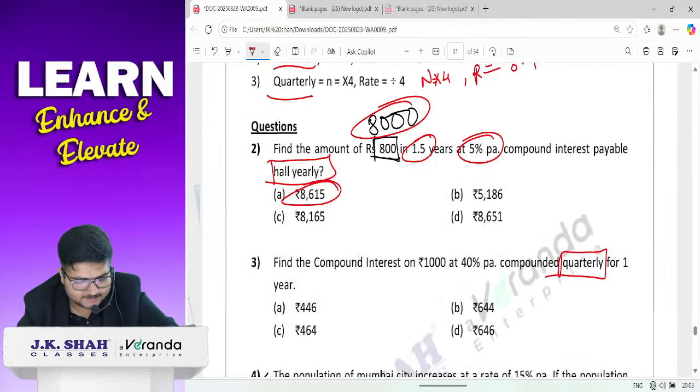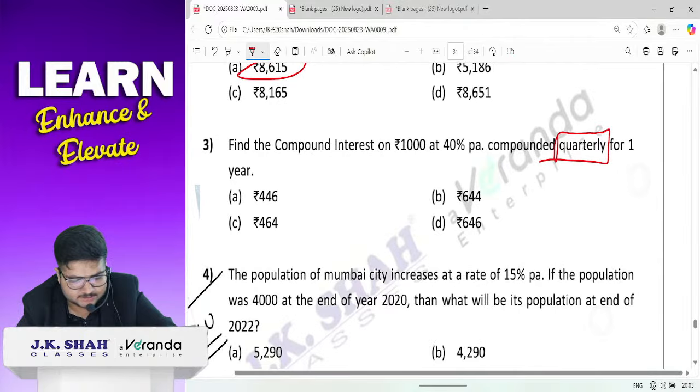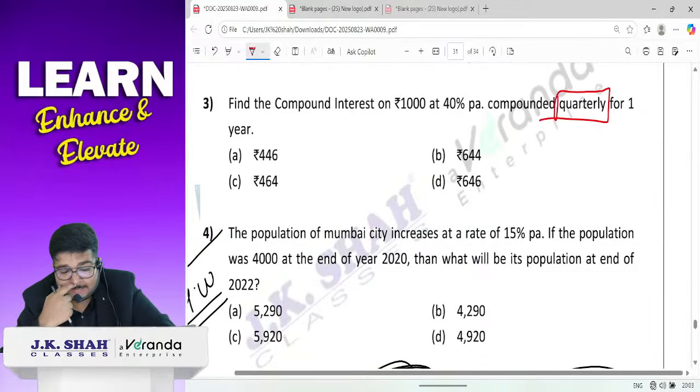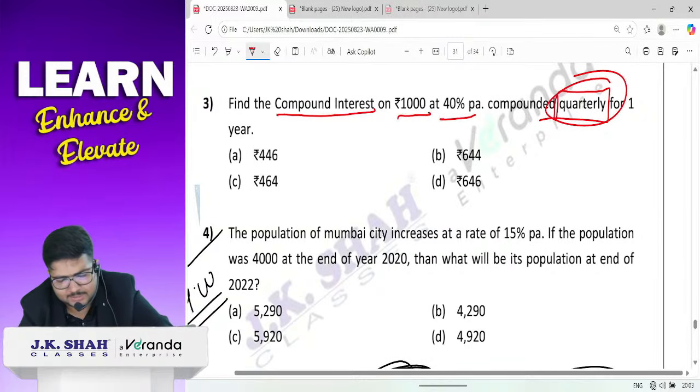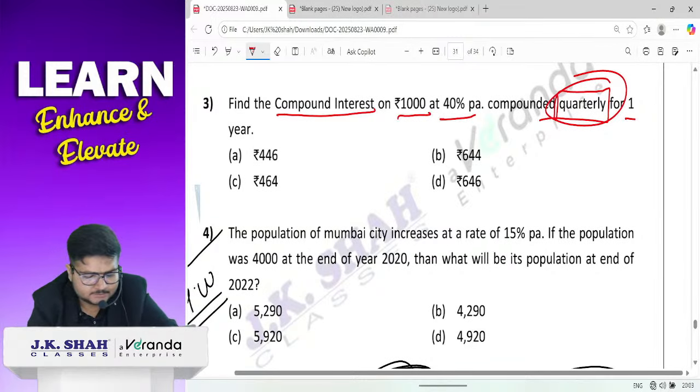I hope everybody is understanding. Let us do the third question. Compound interest on 1,000 for 40%, but compounded quarterly for 1 year.